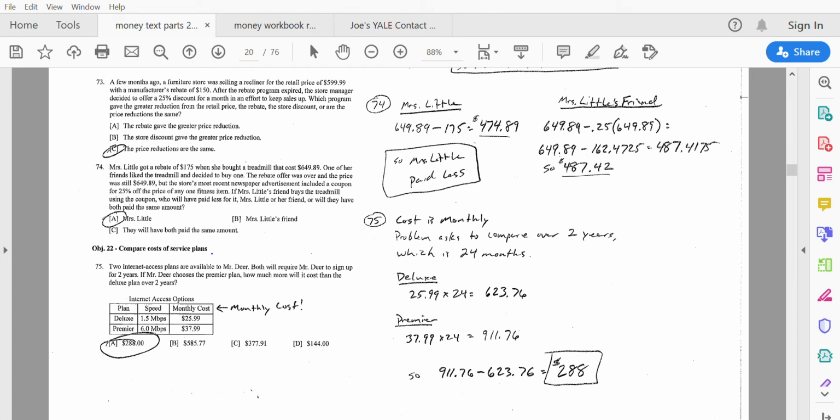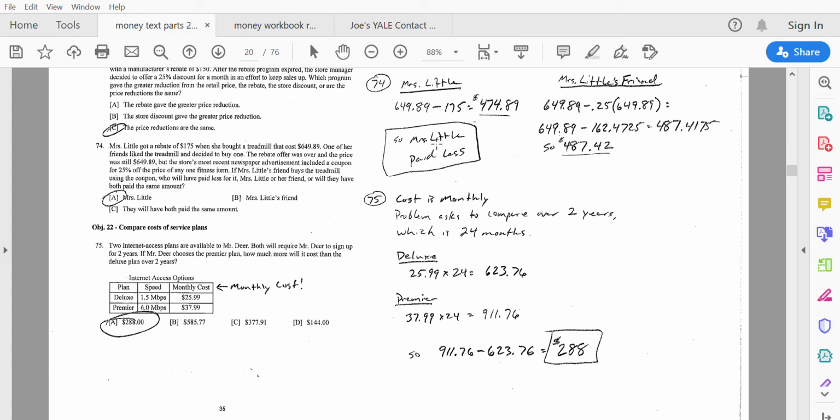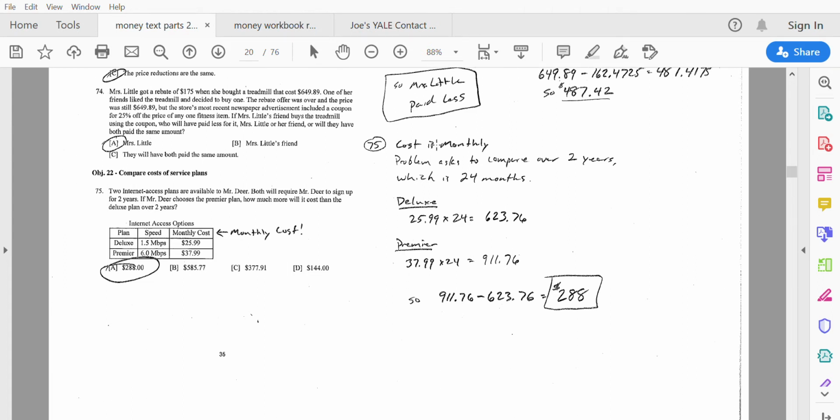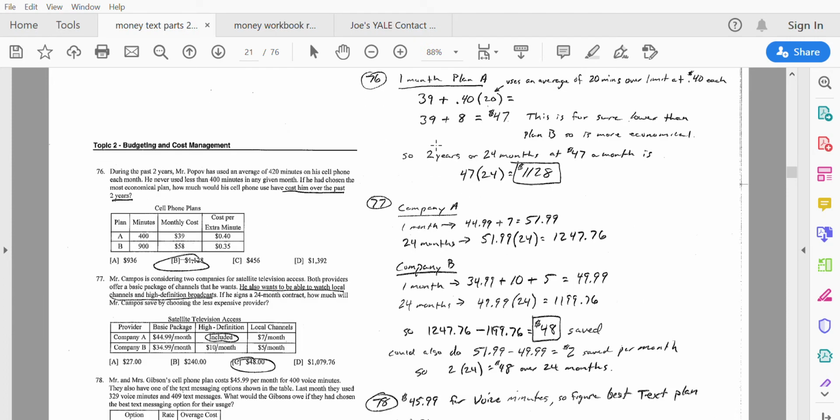Okay, the Premier plan, $37.99 a month. So you take $37.99 times the 24 months, get $911.76. And then it asks how much more will it cost to do Premier over Deluxe. So whenever they ask how much more something is, you subtract, and we get $288 more. Okay. All right. So now we're going to have to turn the page and look at number 76.